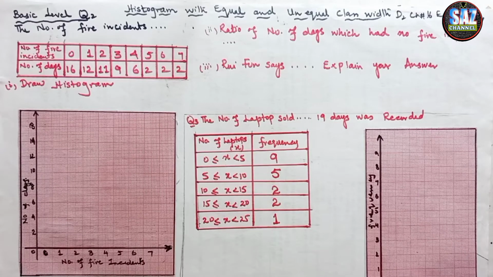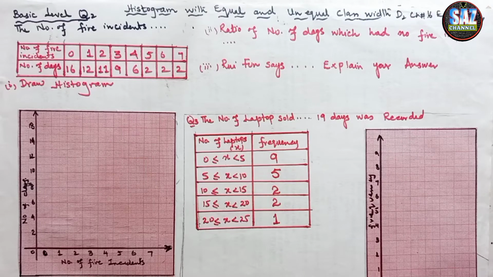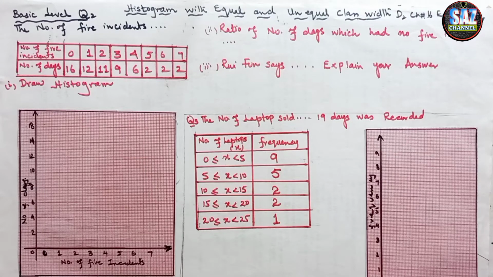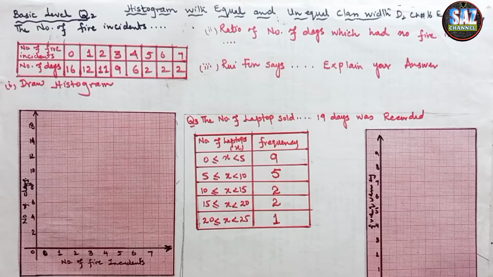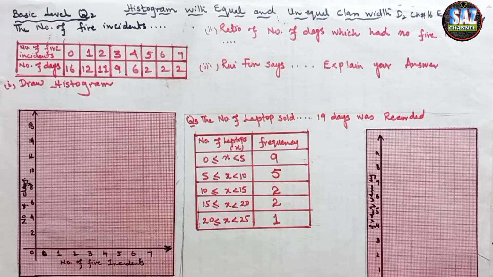This is my fourth lesson of D2, chapter number 16, exercise 16b, that is about the histogram with equal and unequal class width. What is a histogram, how to construct a histogram, and what is the frequency table? These are the questions that have to be really clear to all of my students.